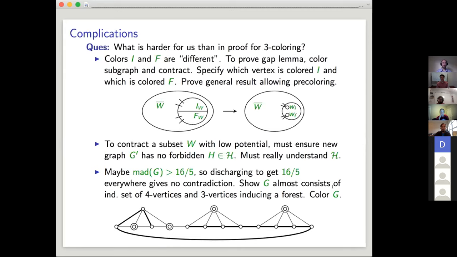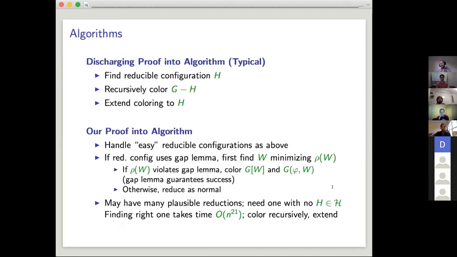All right. So I won't talk too much about algorithms. Maybe one comment: in typical reducibility and discharging proofs, it's easy to translate it into an algorithm. Basically, your algorithm is: find a reducible configuration, rip it out, color the rest of the graph by minimality, and then put it back in. So if you were to really make this an algorithm, it would be rip out a reducible configuration, rip out another one, until you bottom out and you have a very small graph, and then you color it, and then you start building it back up.